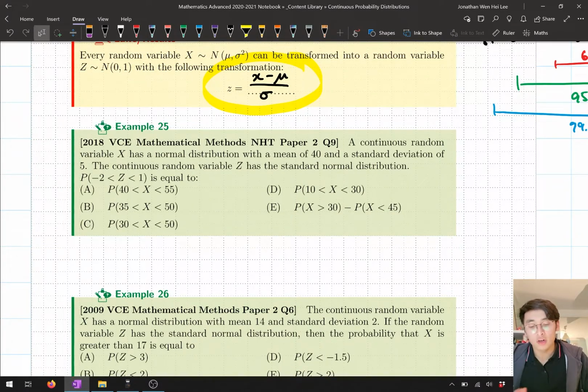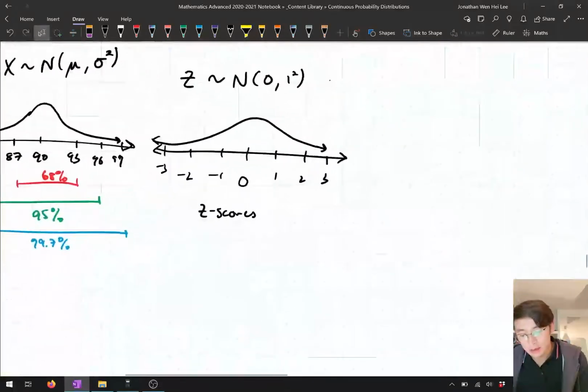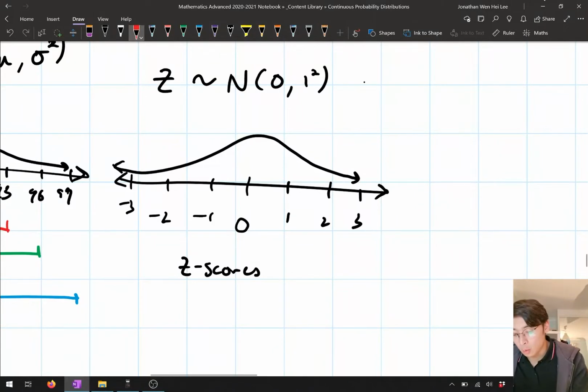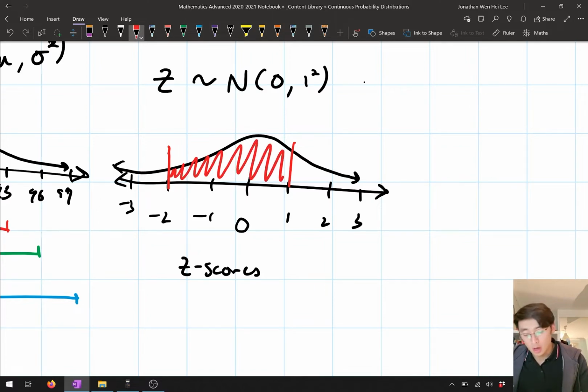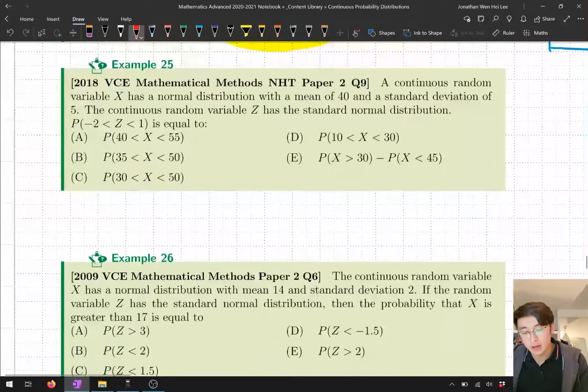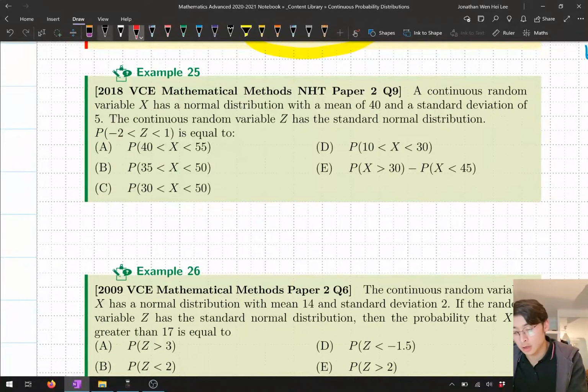Here we're trying to relate this to our original random variable. Going from -2 to 1 is just going from 2 standard deviations below all the way to 1 standard deviation above, so we want to find this area over here. Finding two standard deviations below is quite easy to do with the original one: the mean was 40 and we have a standard deviation of 5.